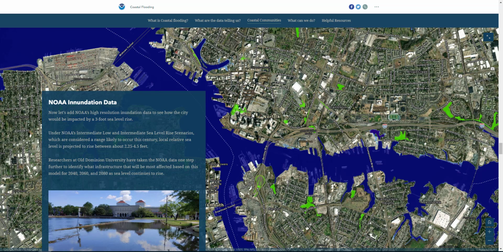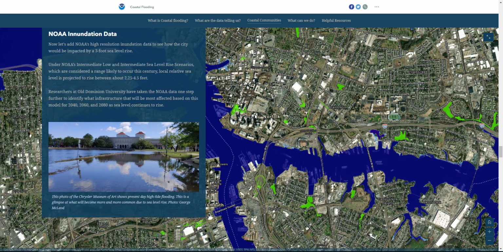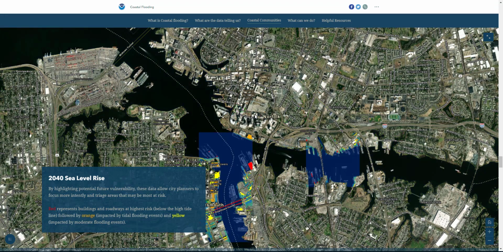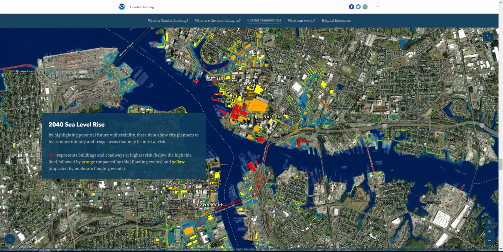And we're actually able to see the buildings that might come under threat as we start to see this sea level rise. And so we see this right now as it stands, and then we can continue that prediction. So this is 2040 with sea level rise, and we start to see buildings show up in red. These red buildings are representing the highest risk, followed by orange, which will be impacted by tidal flooding events, and then the yellow, which will have some moderate impact from the flooding event. So we can kind of see a range of how that rise, if we continue to rise at 3 feet, how that will affect this area.